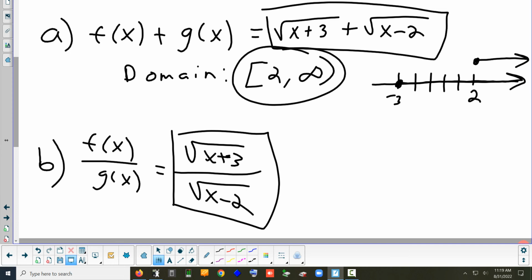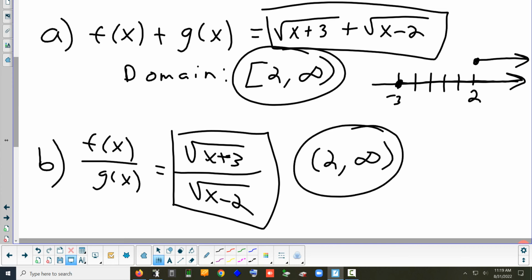Maybe to infinity, but not infinity. Why? Because you can't use 2, since it'll make the bottom of the denominator 0. But everything else will work. So you're still looking for the overlap.